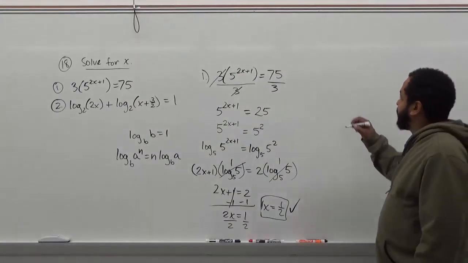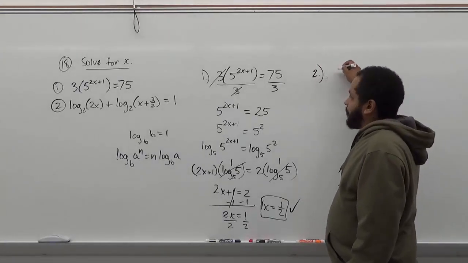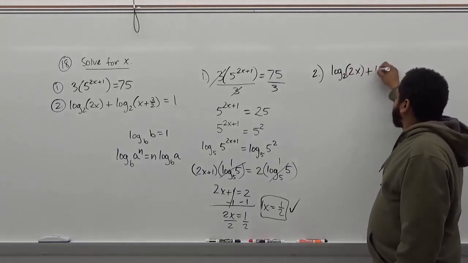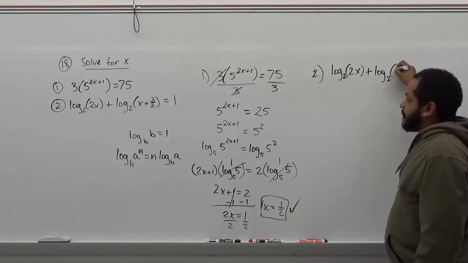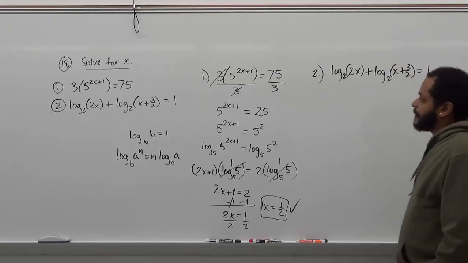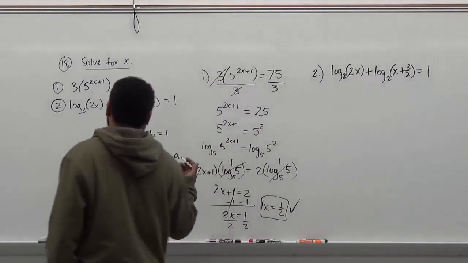Let's move on to part B now. Part 2 says log base 2 of 2x plus log base 2 of (x plus 3) over 2 is equivalent to 1. And to do this one, we need to know a couple other rules of log.